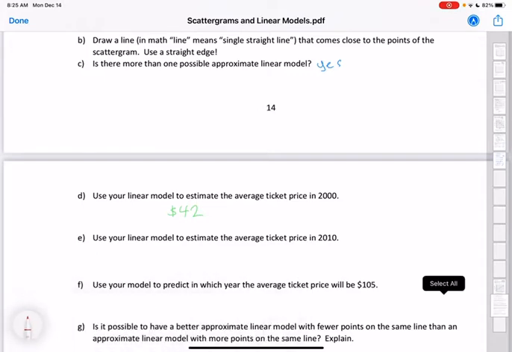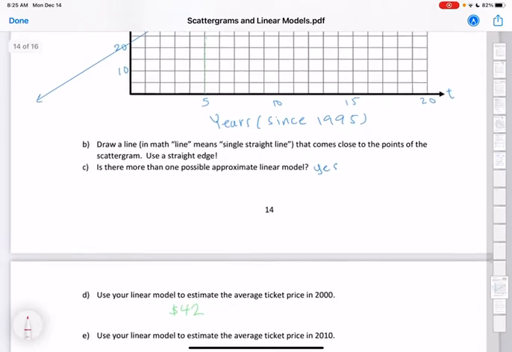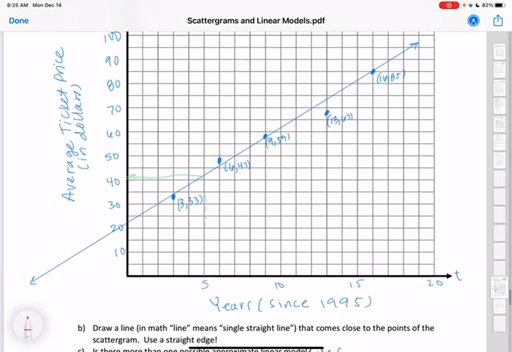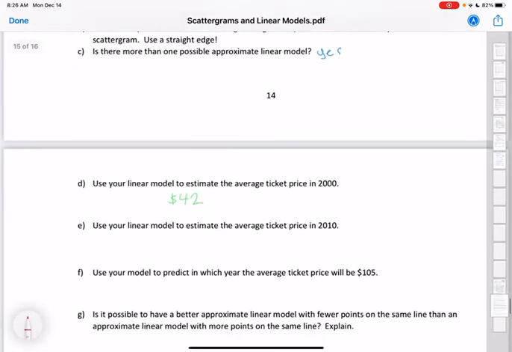It says use your linear model to estimate the average ticket price in 2010. Okay, so go ahead and try that one. Come back when you're ready. So 2010, I'd be looking at 15, right? So I'm gonna go up 15 and then come over. And I'm gonna say low 80s. I'll just say $81. So again, if you're somewhere between like 75 and 86 or so, you're probably good. All right.